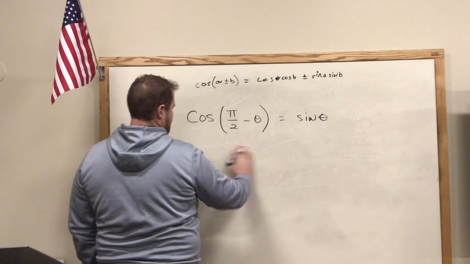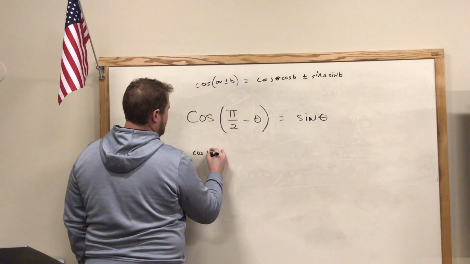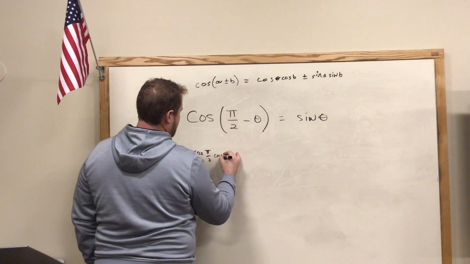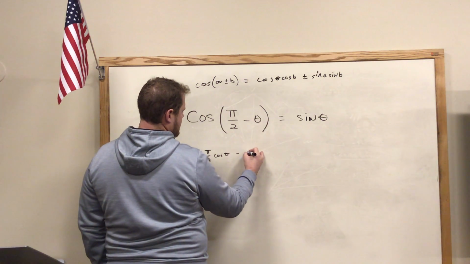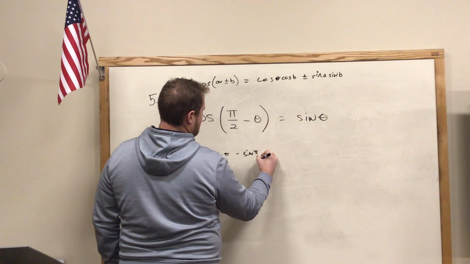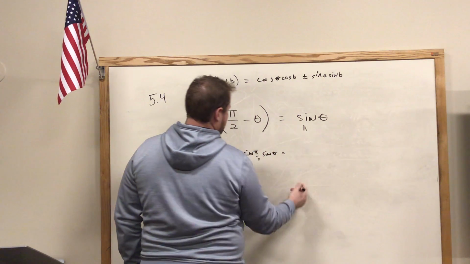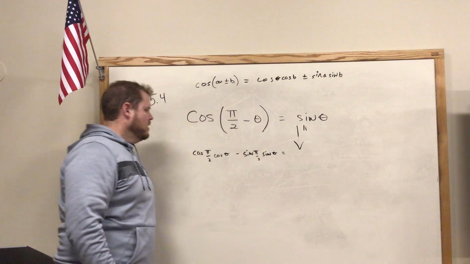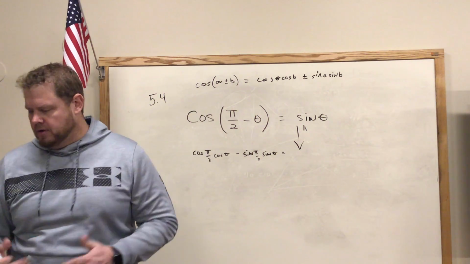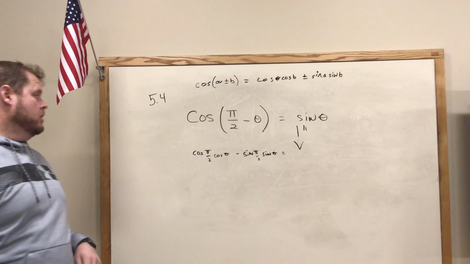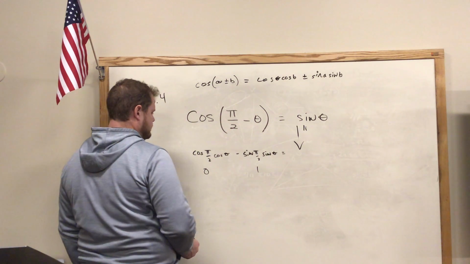Okay, so using that identity, if I have this, I plug in this identity. So what's going to happen is cosine pi over 2 cosine theta, minus, because it's minus, sine pi over 2 sine theta. And we're trying to prove this. Remember, we're keeping this the same. Now, when I put that in, what happens? Well, what is cosine pi over 2 on your unit circle? We know that to be 0. We know sine pi over 2 to be 1.